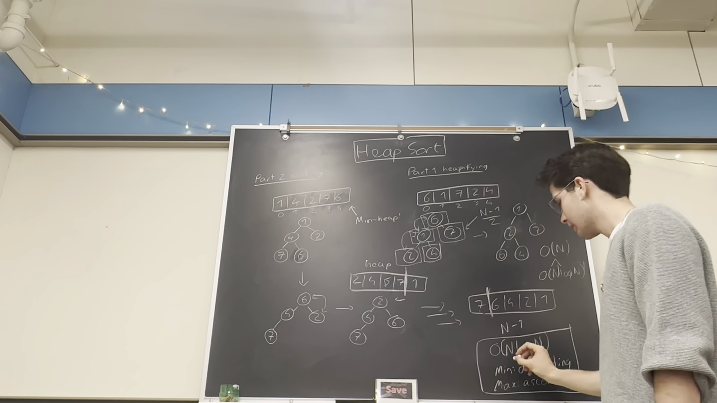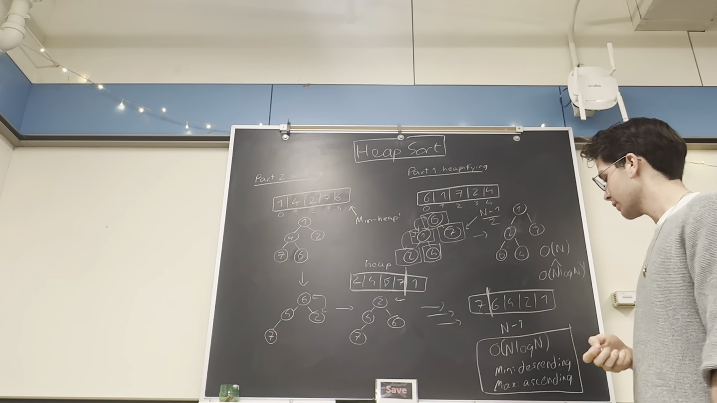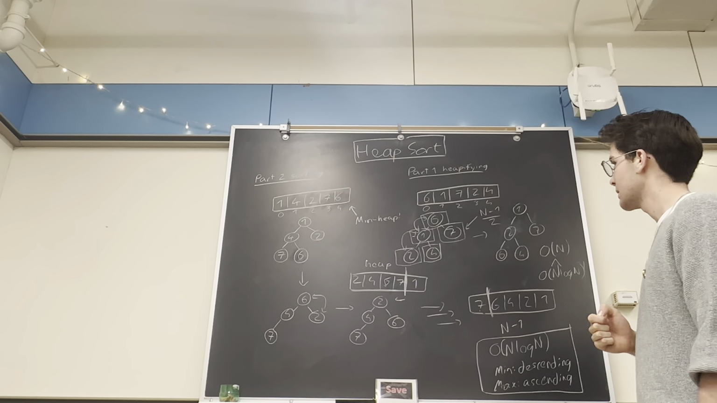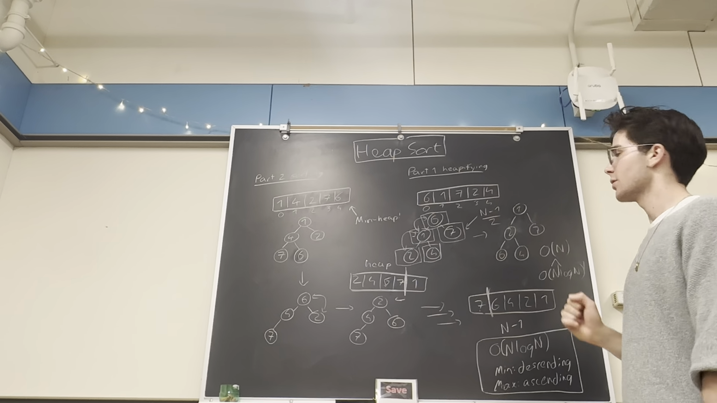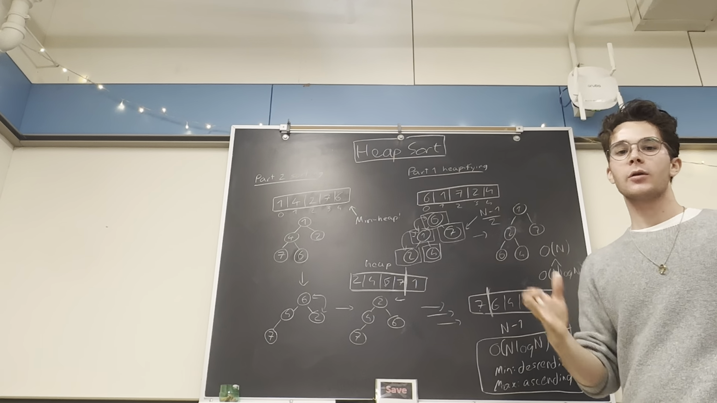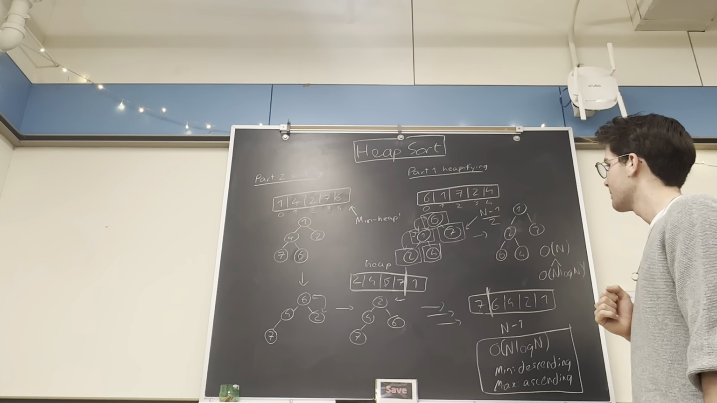And to remind you, the min heap will give us our elements in descending order, while a max heap will give our elements in ascending order. And that can be resolved in the heapifying portion. We can either bubble the largest element down or the smallest element down based on what we want.